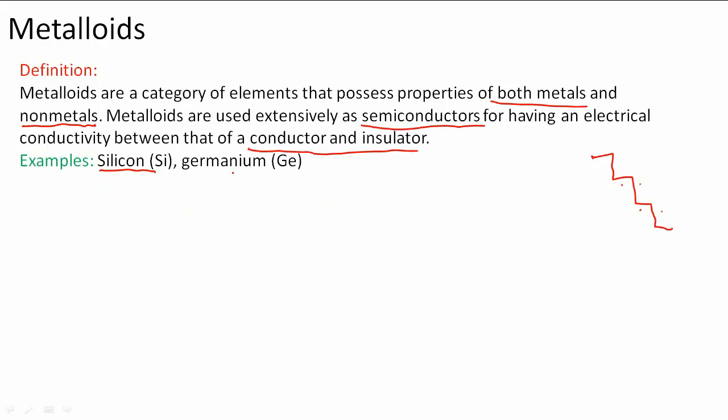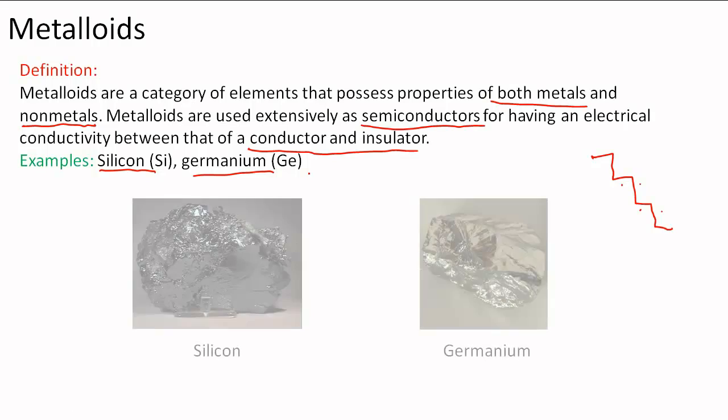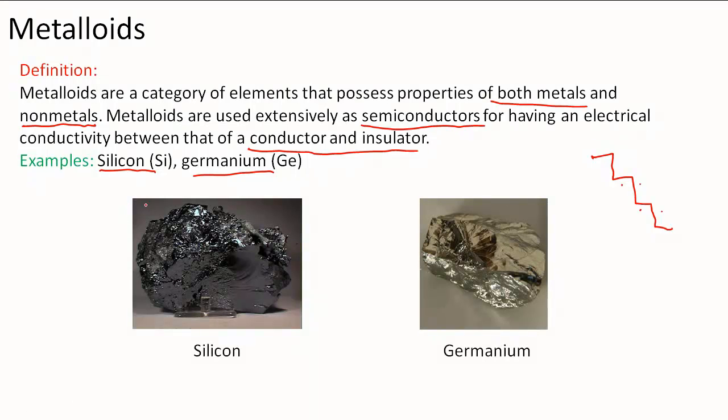Silicon and germanium are actually examples of metalloids because they have properties of both metals and nonmetals. Here are some picture representations of silicon and germanium. Notice that they do kind of have a luster to them like metals do, and they are solid. So these are examples of things that can look like metals, but when I use their properties, they fall in between metals and nonmetals.